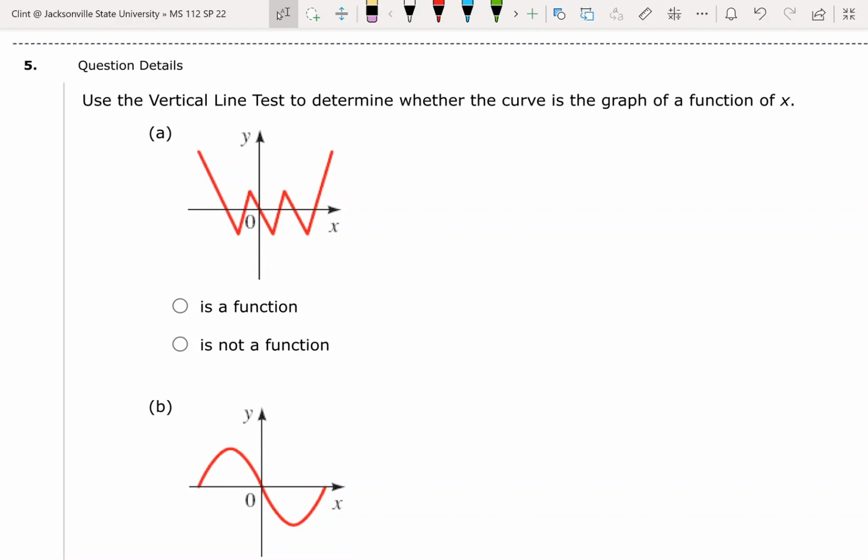Number 5, so use the vertical line test to decide if the graph is a function. So remember the vertical line test. It says if there's anywhere we can draw in a vertical line that touches the graph more than once, it's not a function. If we can only touch it at most one time, it is a function. Okay? So on this one, can't really see anywhere I could draw in a vertical line that would touch it more than once. This one is a function.